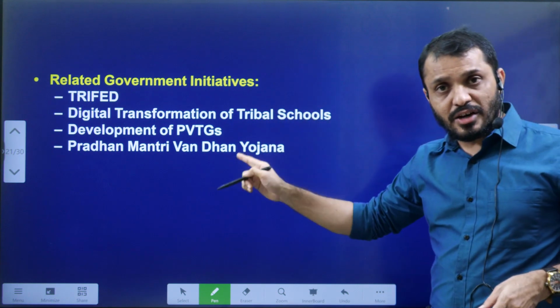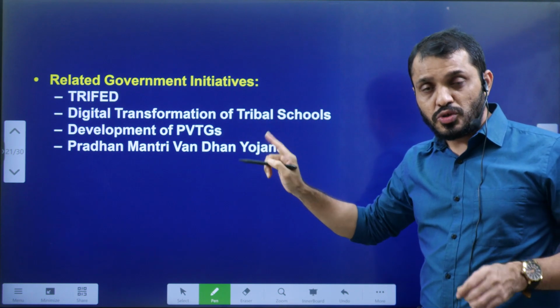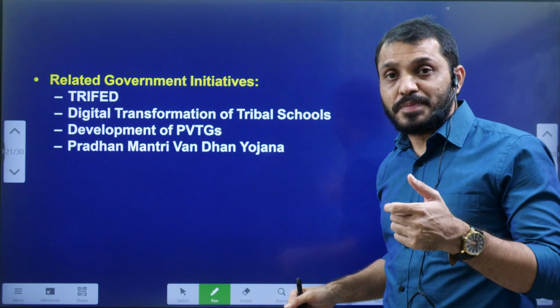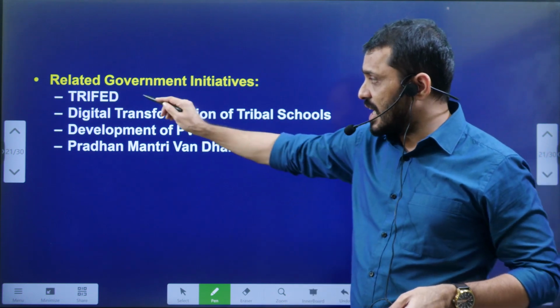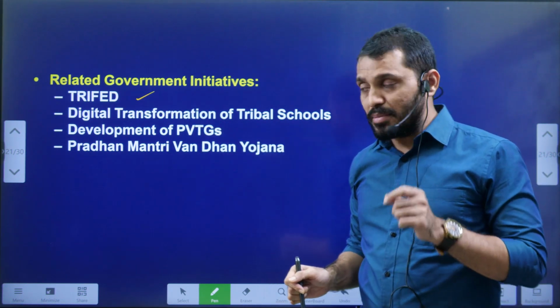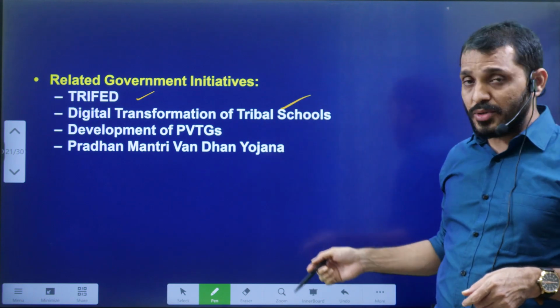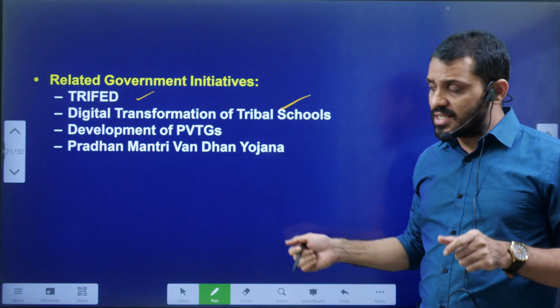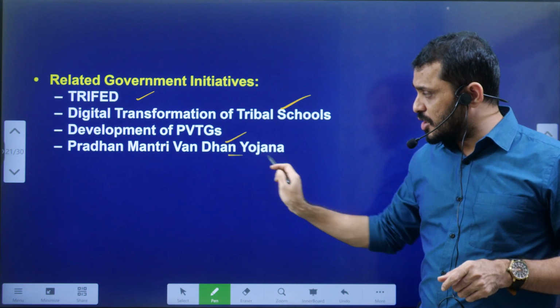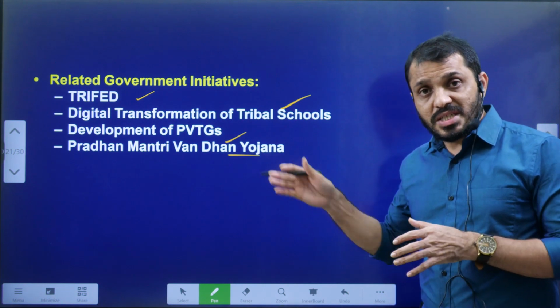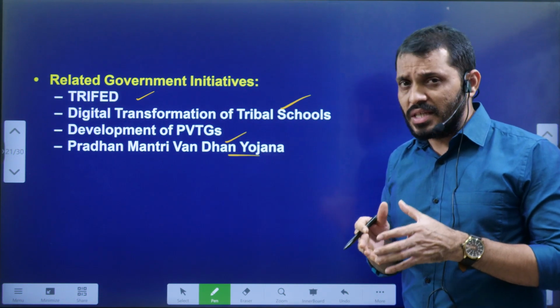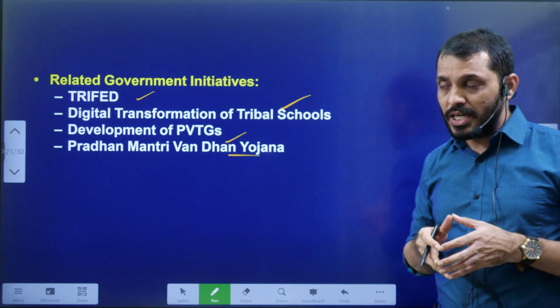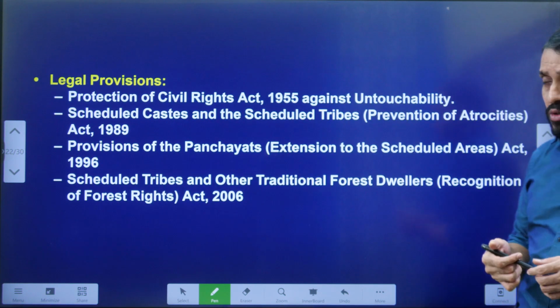Then there are certain government initiatives to help the economic prospects of the tribals, such as TRIFED, which markets the tribal products. Then digital transformation and Ekalavya schools. Another initiative is the Pradhan Mantri Van Dhan Yojana, which concentrates mainly on minor forest produce. These are some of the initiatives by the Government of India with respect to ST.